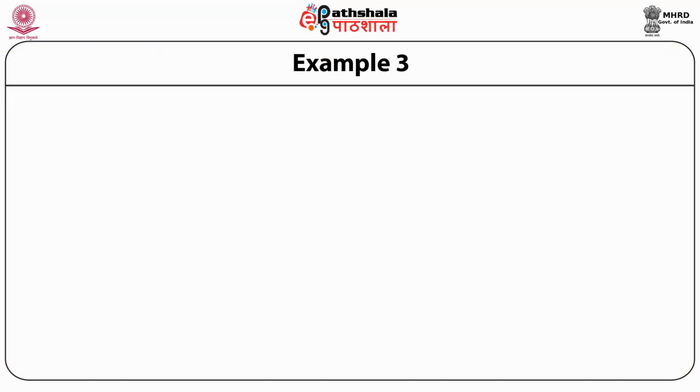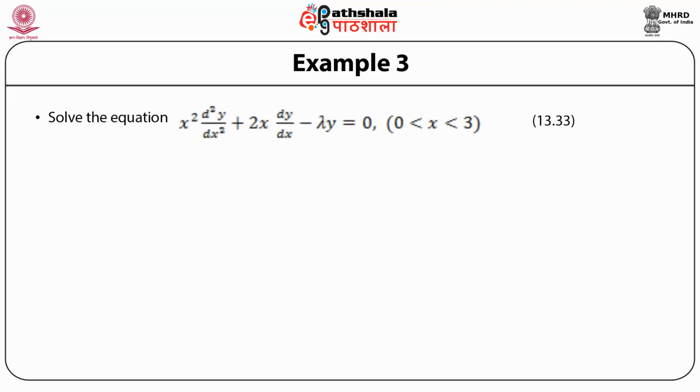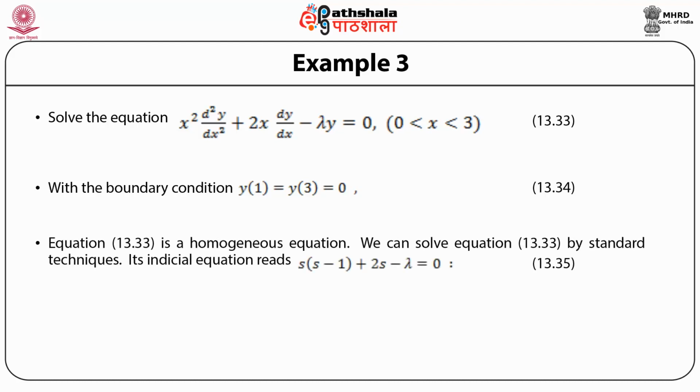We now use a different equation to illustrate the solution. Consider the equation x square d2y by dx square plus 2x dy by dx minus lambda y is equal to 0, where x lies between 0 and 3, and we have the boundary condition that the value of the function is given as y1 at x equal to 1, and at the point 3, y of 3 is equal to 0. The equation is a homogeneous equation.